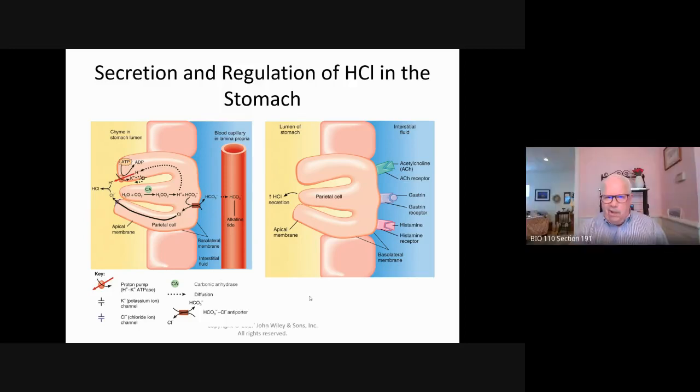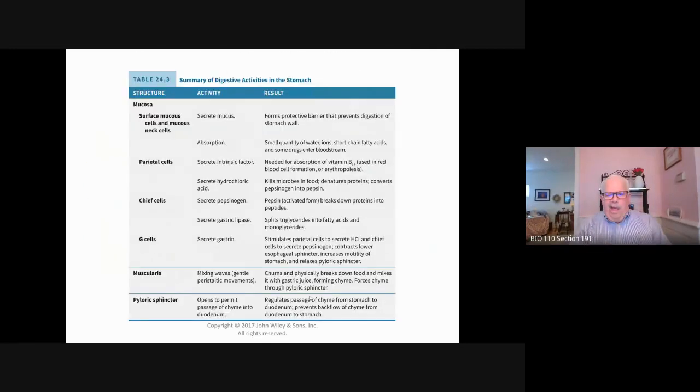Yes. Good. All right, here we go. This is a good review of all the cells in the stomach and what they do, and also talks about the pyloric sphincter, which is the muscle that controls the passage of chyme from the stomach to the duodenum, which is the first part of the small intestine. All right?